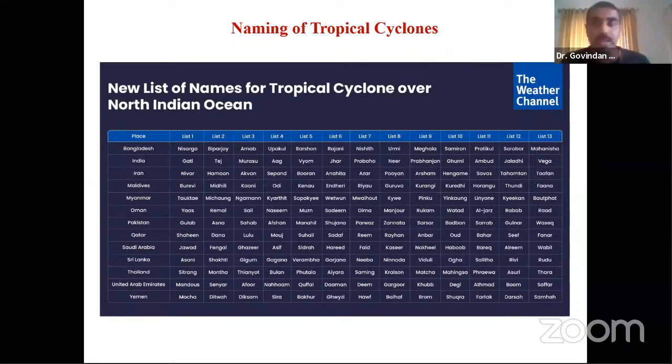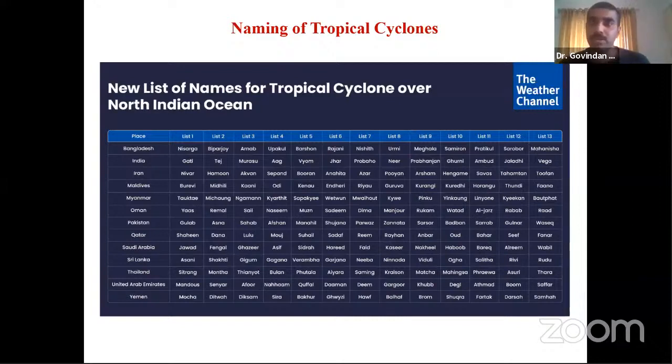So they collect the names from all these countries, and RSMC compiles the names, and these names are sent to WMO. WMO is the UN body, the World Meteorological Organization, which approves the names. So this is the list which was released recently. The first name in the list is Nisarga. Now we know that Nisarga is a tropical cyclone which made landfall over the Mumbai coast.